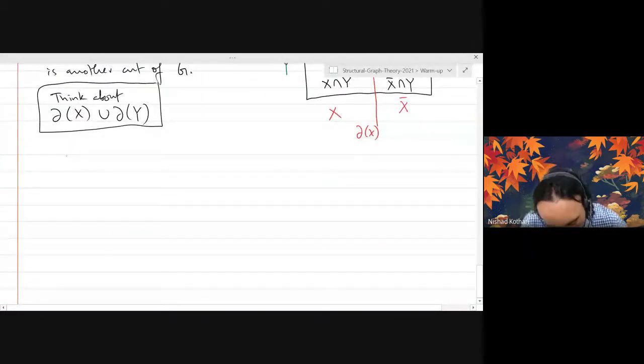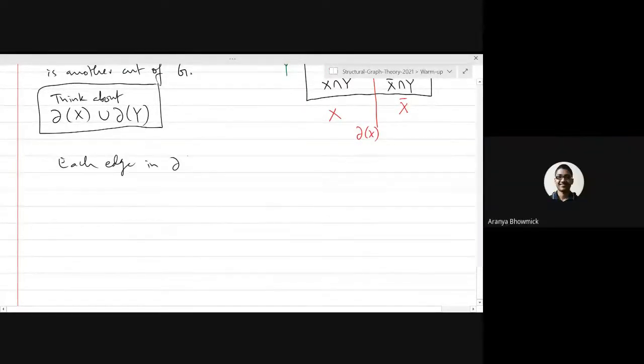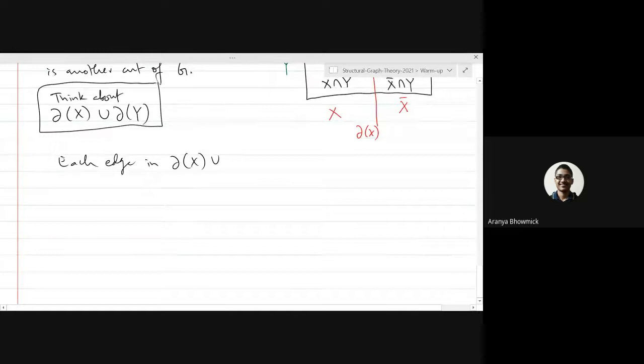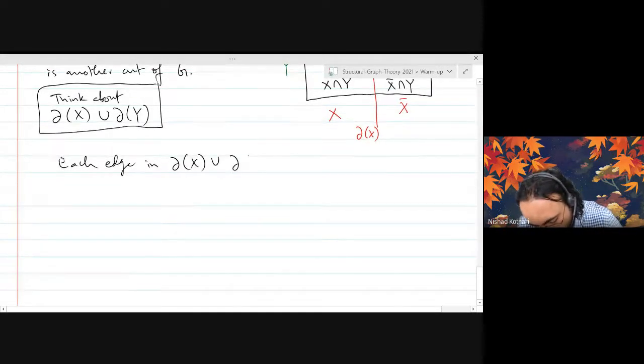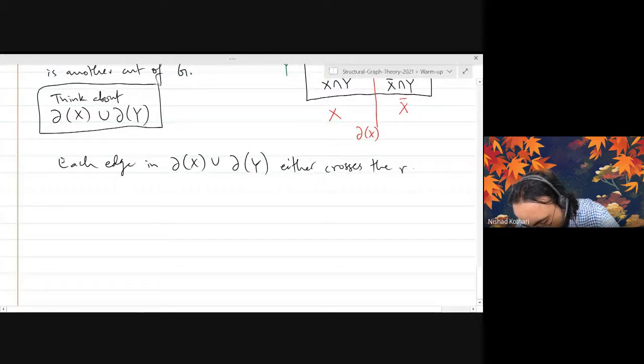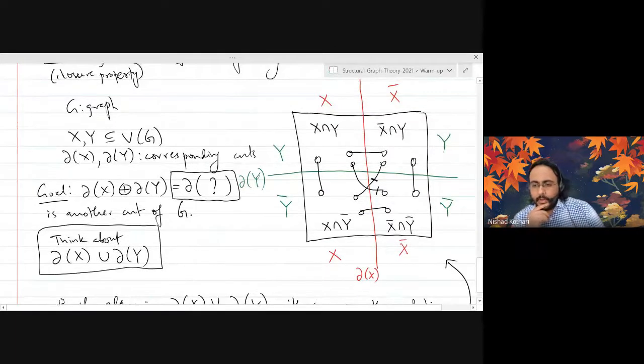So each edge in partial x, in total, there are 6 kinds of edges, right? Exactly, there are 6 kinds of edges. Each edge in partial x union partial y either crosses the red line or the green line in this drawing. Okay? We are looking at all 6 possibilities in this drawing.